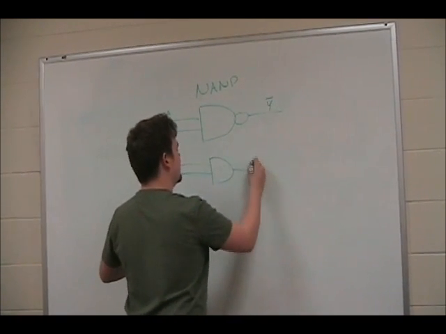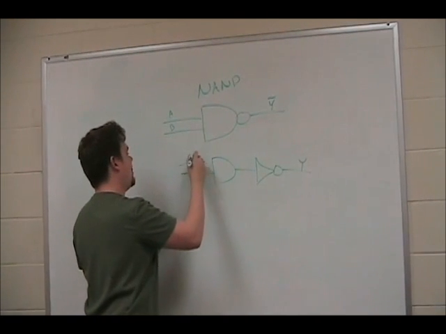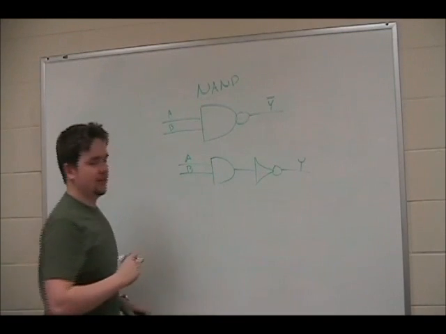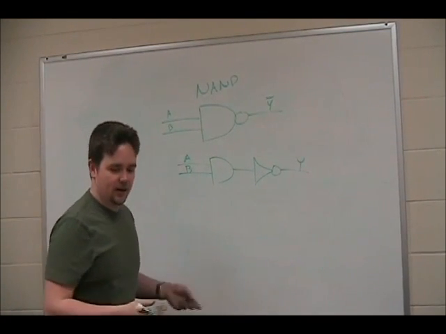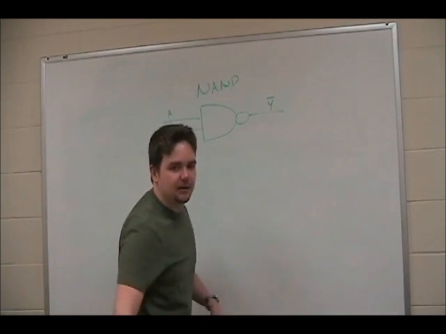So it's essentially like taking an AND gate and connecting it to a NOT gate. You see what I mean? I hope that's clear. It's a little bit hard to comprehend maybe, but you'll get it.